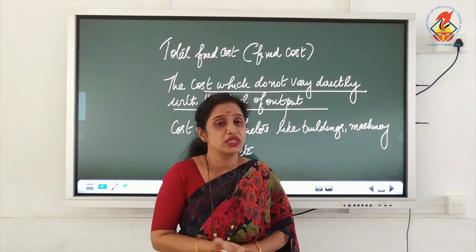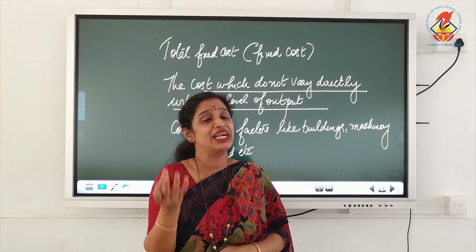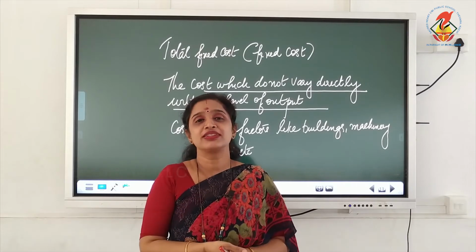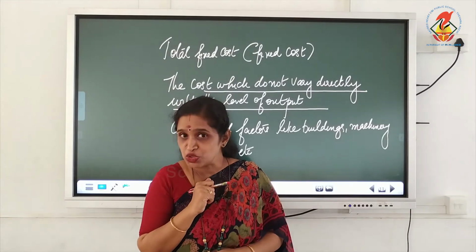So what all things come under total fixed cost? Cost of machines, cost of buildings, then cost of land. All these are not going to change for the time being in the short run. They remain fixed.